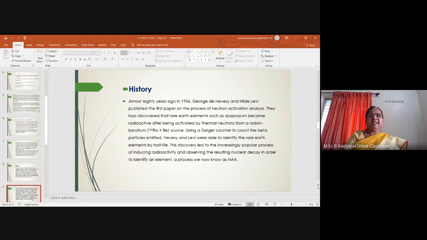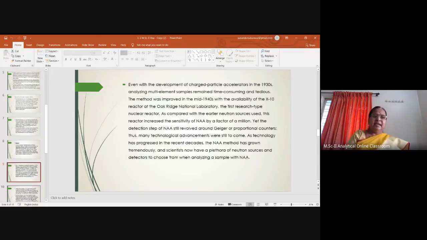Even with the development of charged particle accelerators in the 1930s, analyzing multi-element samples remained time-consuming and tedious. The method was improved in the mid-1940s with the availability of the X-10 reactor at the Oak Ridge National Laboratory.